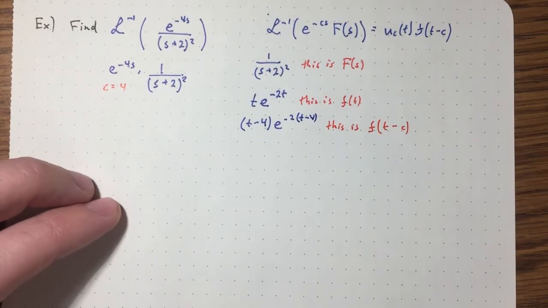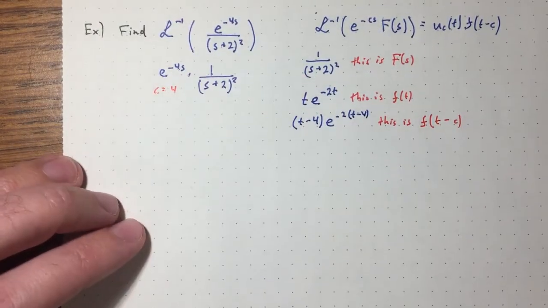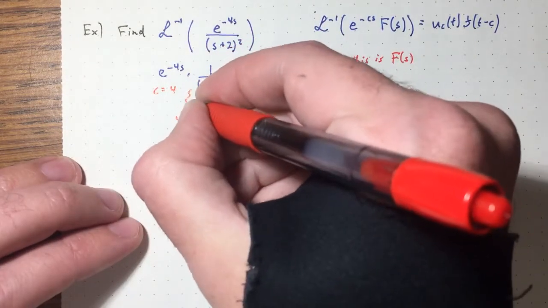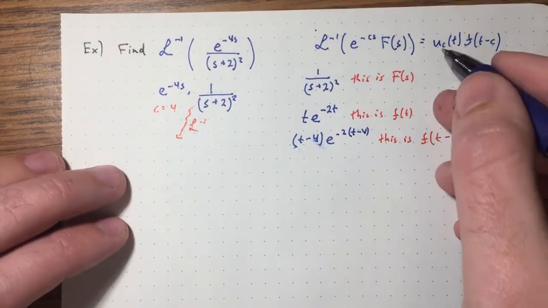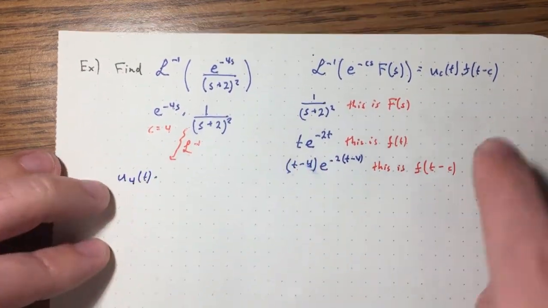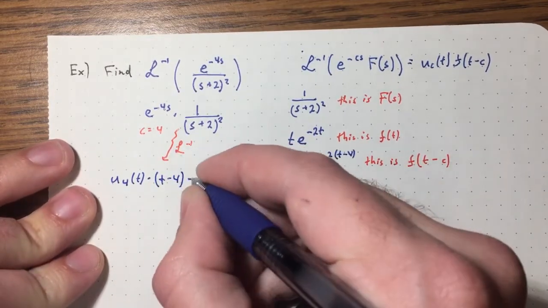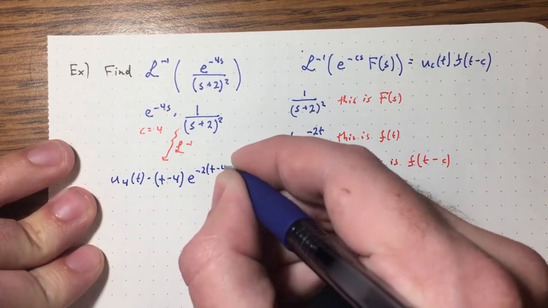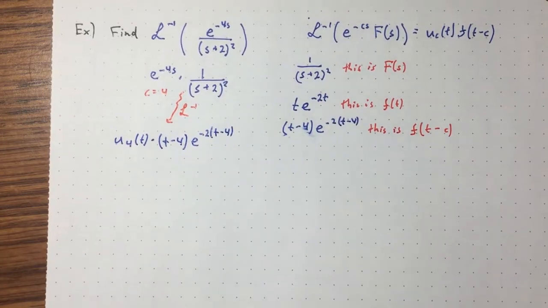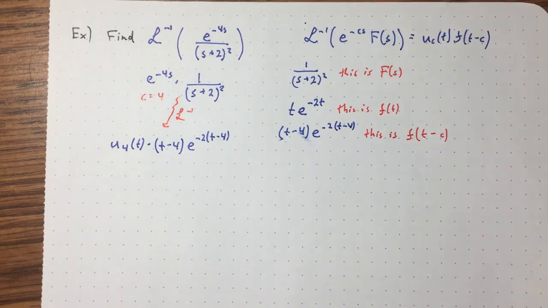Okay. And so now I can just write my answer. What is the inverse Laplace transform of this? It is uc of t, don't forget that part, it's u4 of t, times f of t minus c. We worked out that as this right here, t minus 4 times e to the minus 2 times t minus 4. So that's how you work with that formula. You just have to go slowly and carefully and do one step at a time.